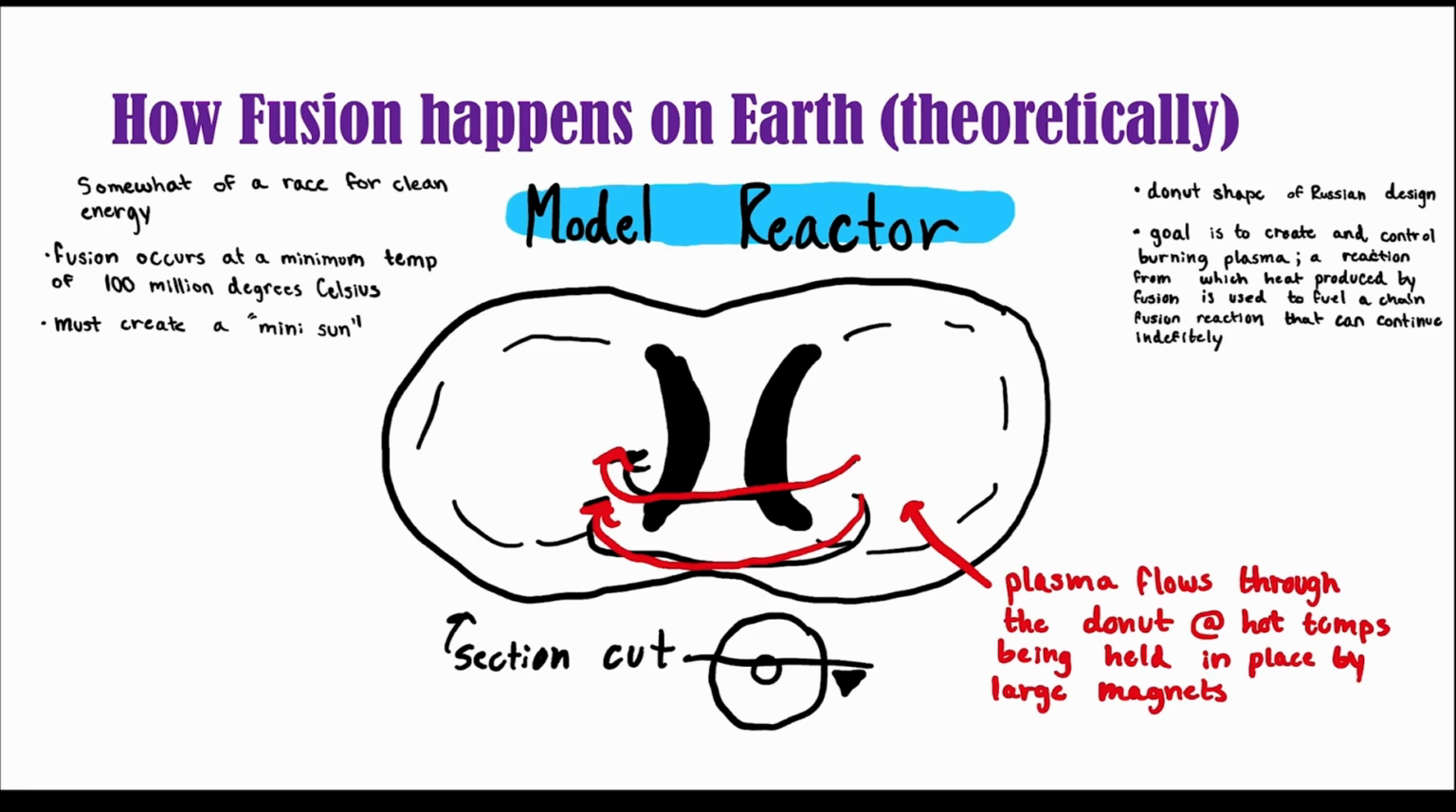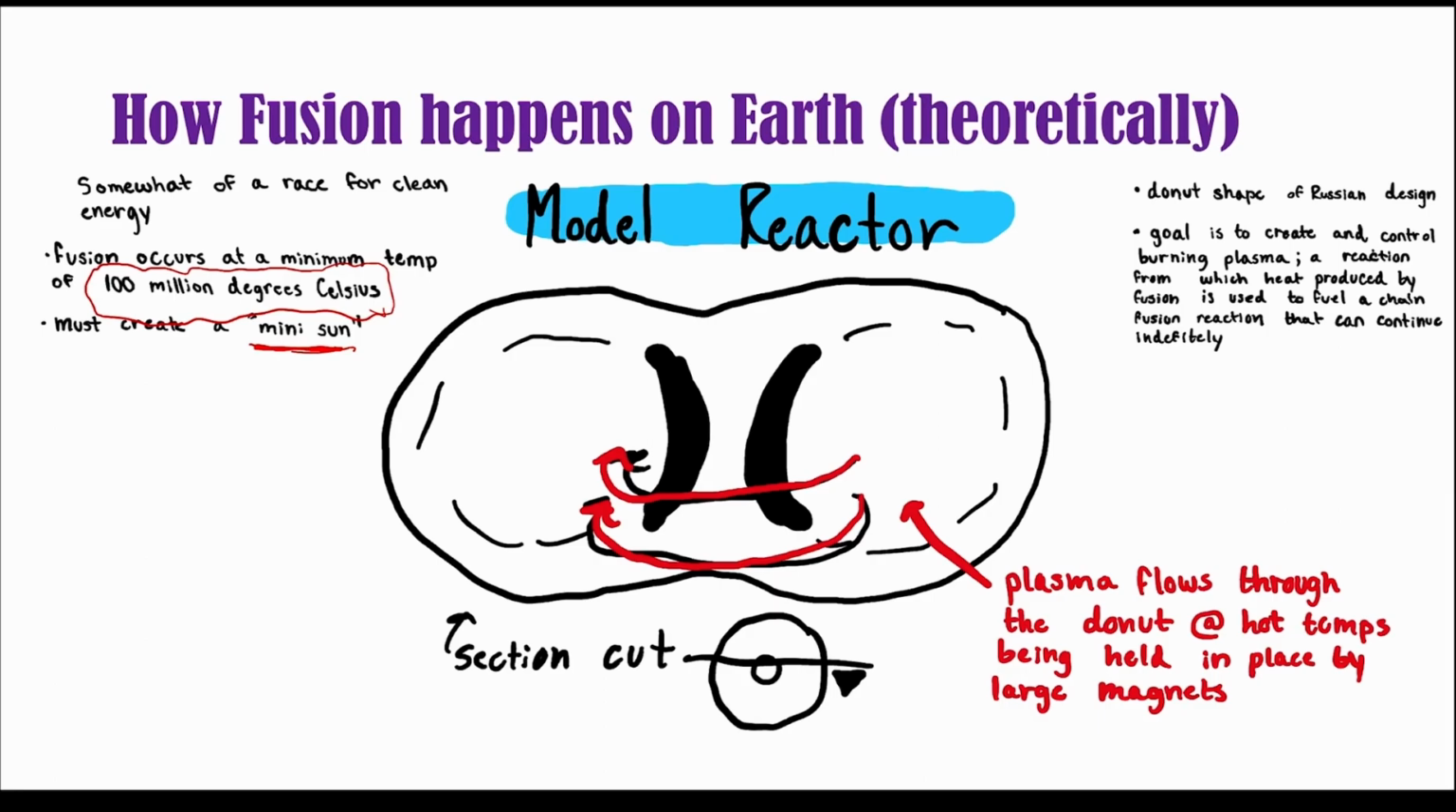And right below it, I wrote down the minimum temperature for nuclear fusion to occur, which is 100 million degrees Celsius. That's 180 million degrees Fahrenheit, actually. And you really have to produce a miniature sun. You have to make a small star to get nuclear fusion to work.